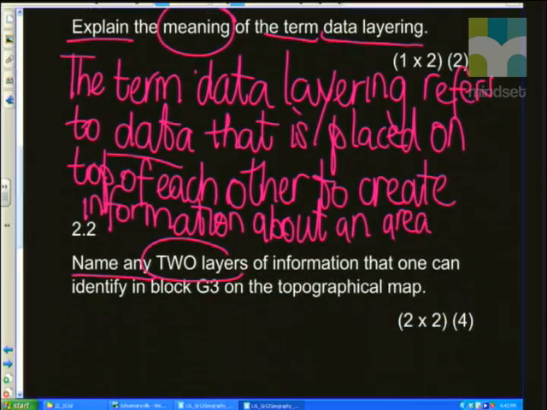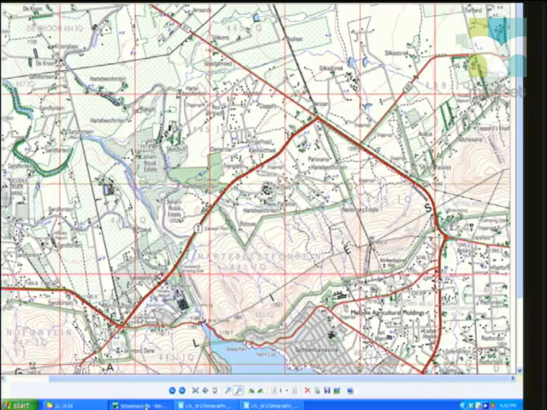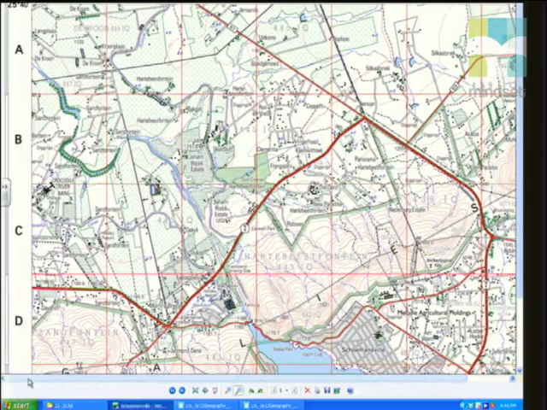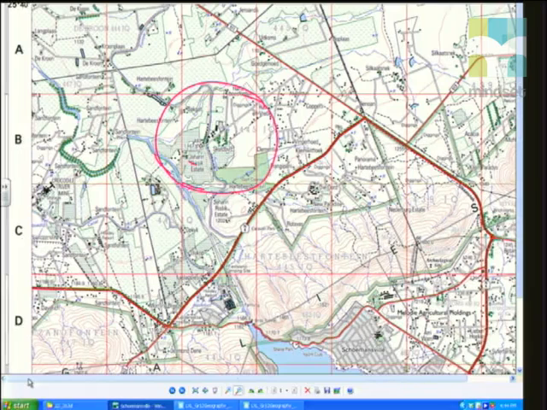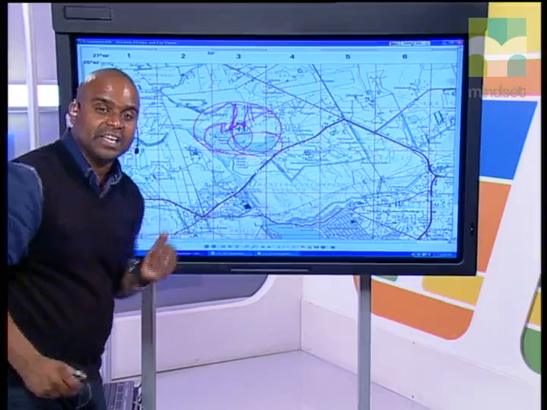Name any 2 layers of information that one can identify in block G3 of the topographical map. For that, we're going to go to the topographical map, and I'm going to select for you the following. It's actually B3. If you look at this particular area of your topographical map, any layer is individually set as data. So the data in block B3 refers to, in this example, rivers, other roads, which form another layer, cultivated areas, and the golf course, which serves as a polygon object and can be a data layer as recreational activities.